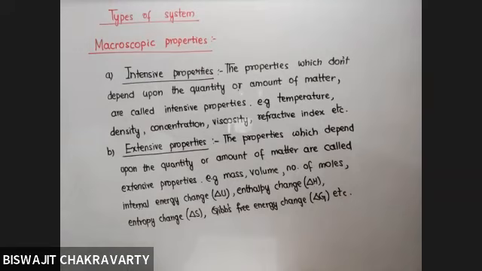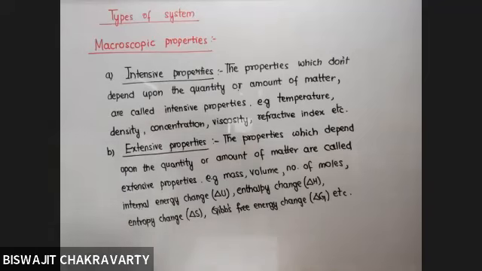Now, when you are given any property and you are asked exactly what kind of property it is, how to judge it, how to find it out, the simple way is to just ask yourself whether the property asked is additive in nature or not. If it is not additive in nature, then it will be intensive.